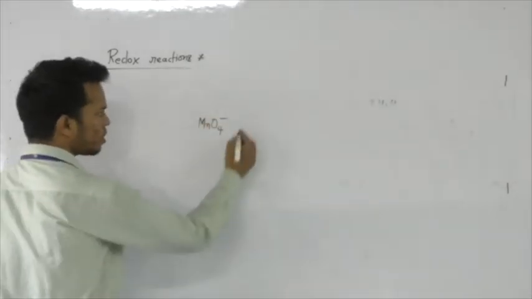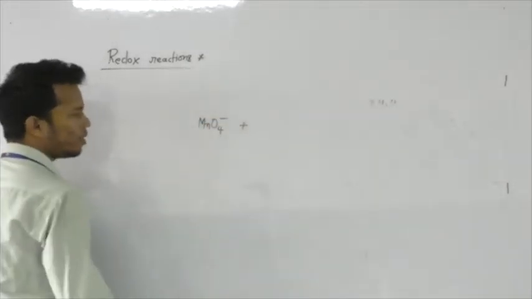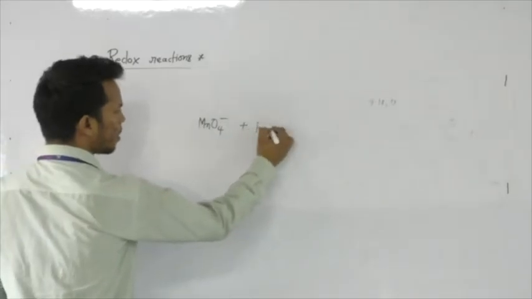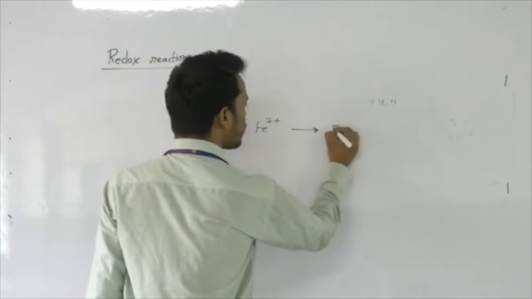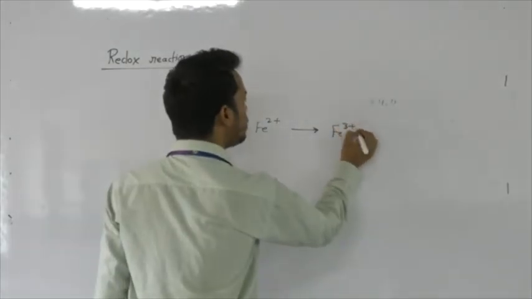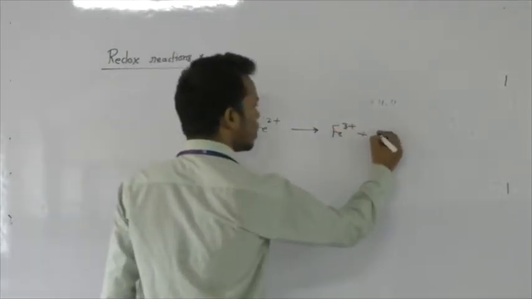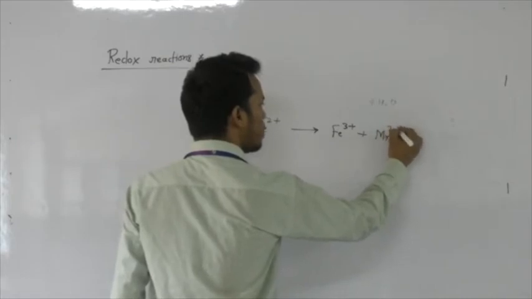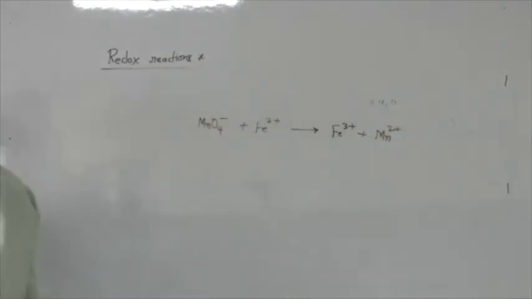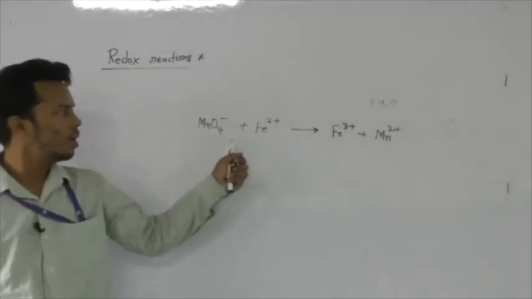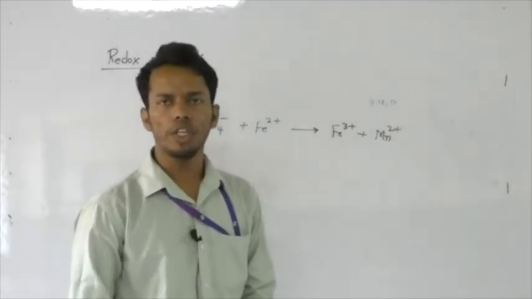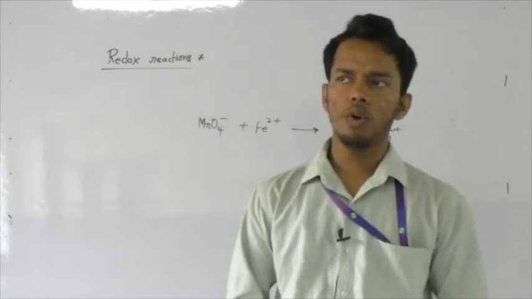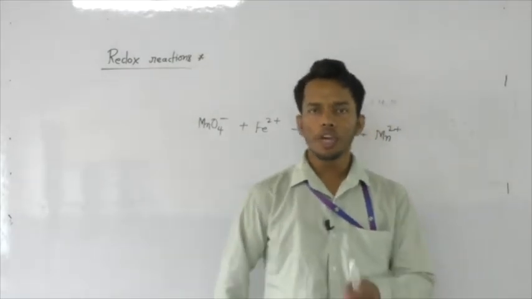MnO4 minus with Fe2 plus, and it will give you Fe3 plus and Mn2 plus. In aqueous solution you are taking, okay? To balance any redox reaction, you can add water molecules to it, okay? So you can add water molecules.